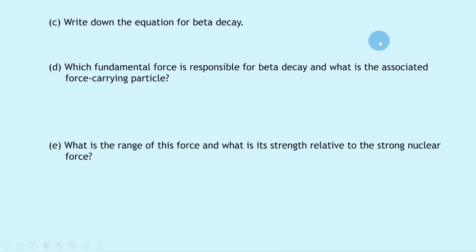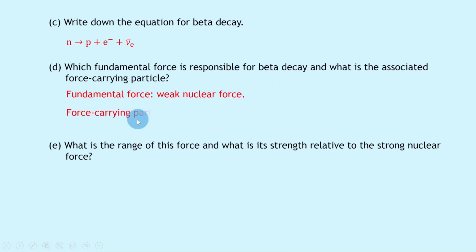Part C then says to write down the equation for beta decay. Well, remember this is the more complete form of the reaction that we just saw in part B, where we have the neutron converting into a proton plus an electron antineutrino shown by the bar above the nu symbol there. Part D then says which fundamental force is responsible for beta decay and what is the associated force carrying particle? Well, remember the fundamental force responsible is the weak nuclear force, and the force carrying particle for that is the W plus and minus and Z bosons. Or you can simplify it to just W and Z bosons.